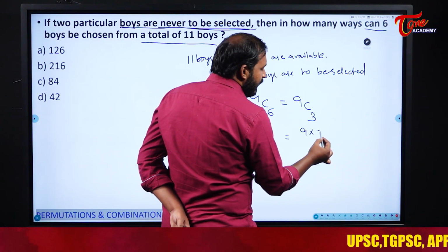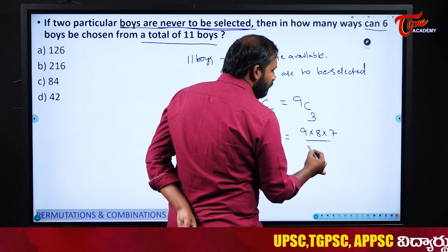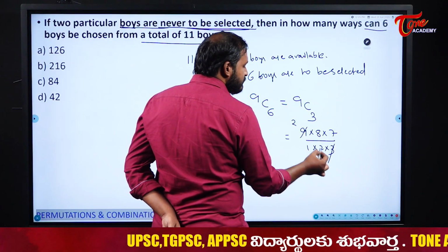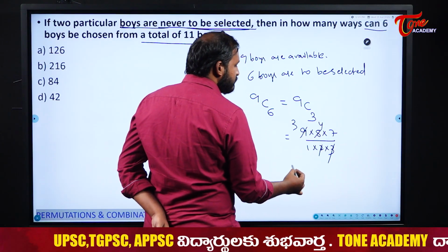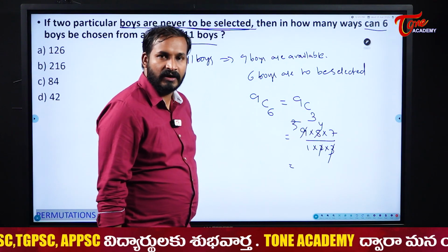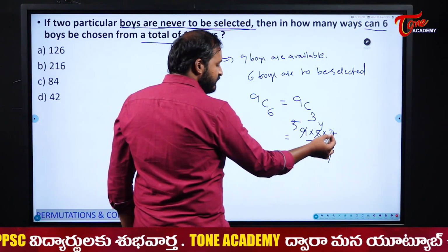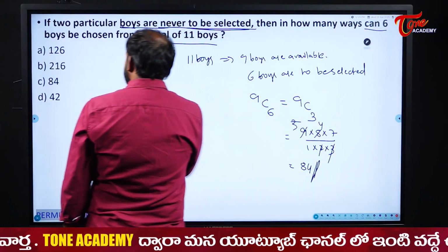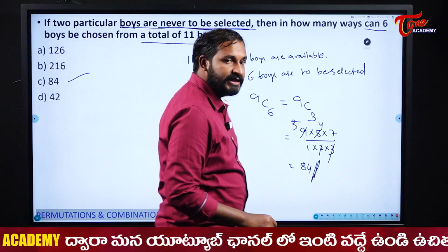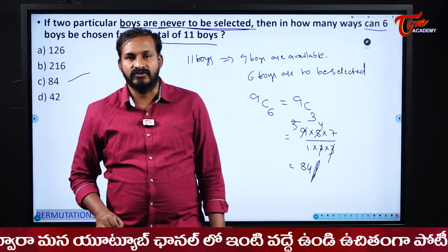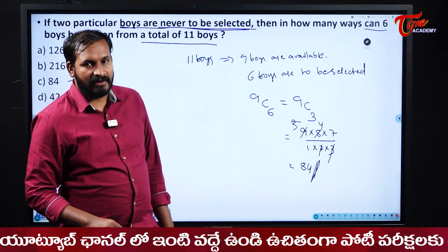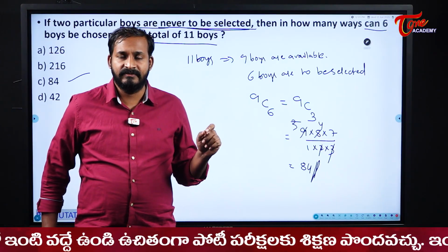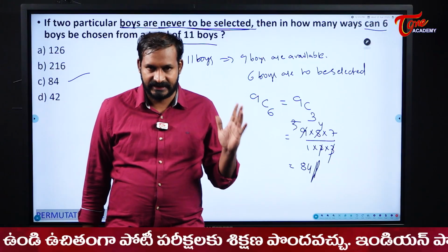9 into 8 into 7 by 1 into 2 into 3. 3 1s, 3 3s, 2 1s, 2 4s. So what happens? 3 4s are 12, 12 7s are, it becomes 84. So in how many ways can we choose them? In 84 different ways, I can choose 6 people out of 11 such that 2 will never be selected. 2 never selected means 2 people are rejected.